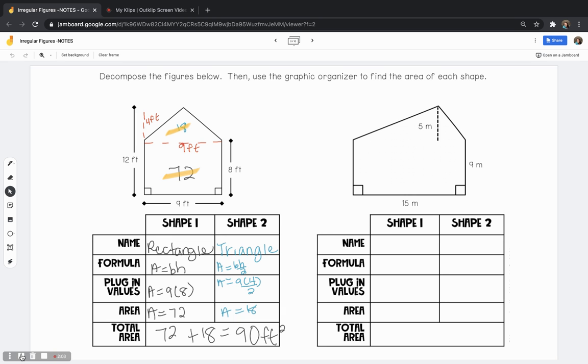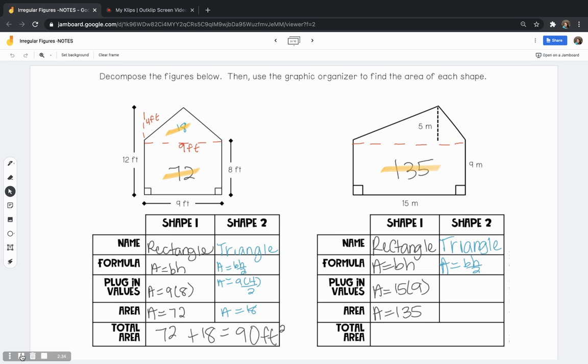Right, in my next shape, I can also divide it here, and that's going to create another triangle and a rectangle. So for the rectangle, I have a base of 15 and a height of 9. So that's a 15 by 9 rectangle, and that rectangle has an area of 135.